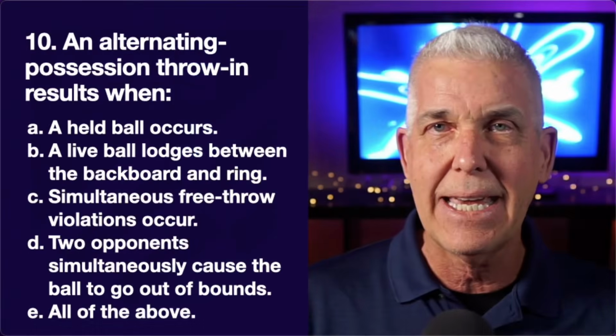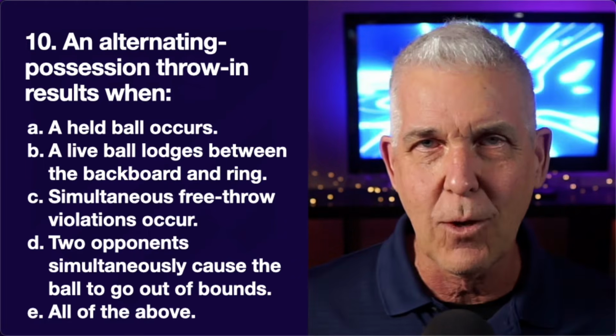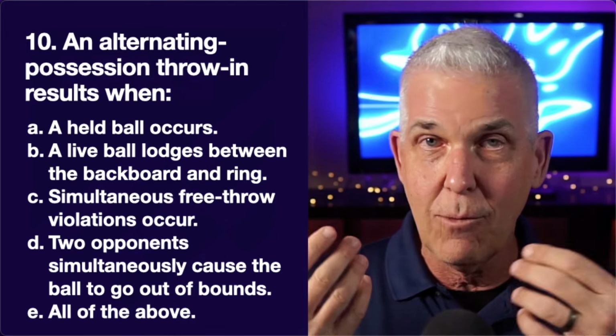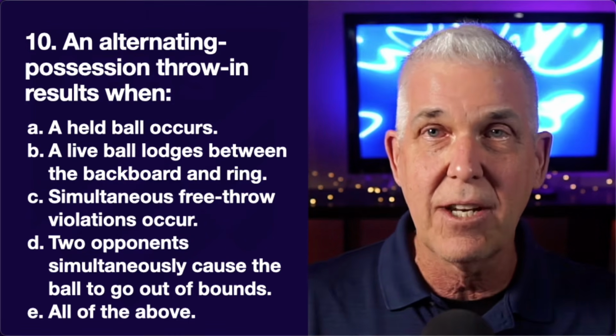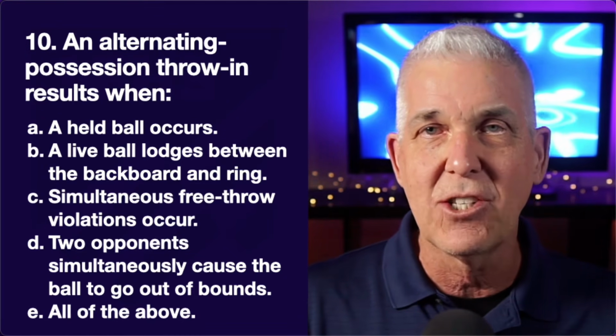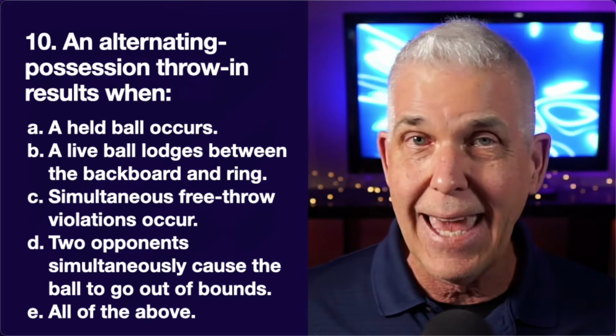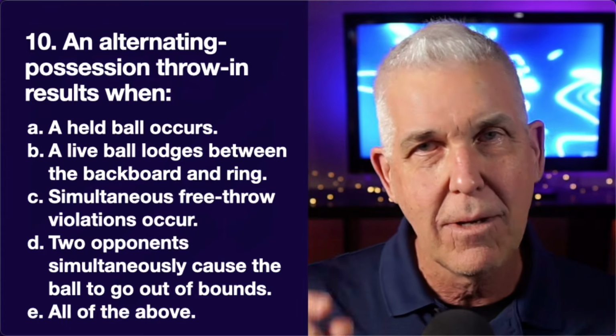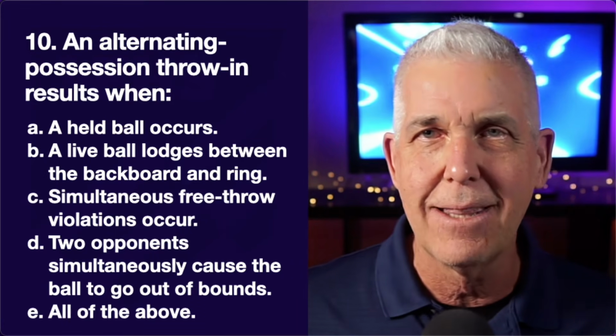But how are we going to proceed? We're going to proceed with the second merited free throw. So this question puts us in a position of making a judgment about the intent of the question. If there was no free throw to follow, then we would have an alternating possession as the way to resume play if a simultaneous free throw violation occurred. So I'm going to answer this question E, knowing that there's a little exception in the possibilities.